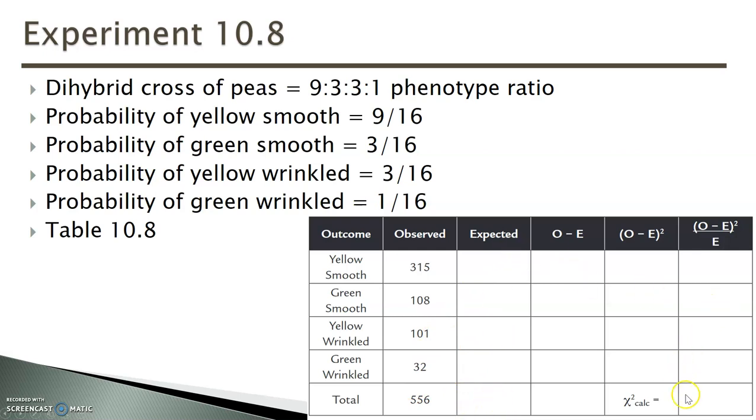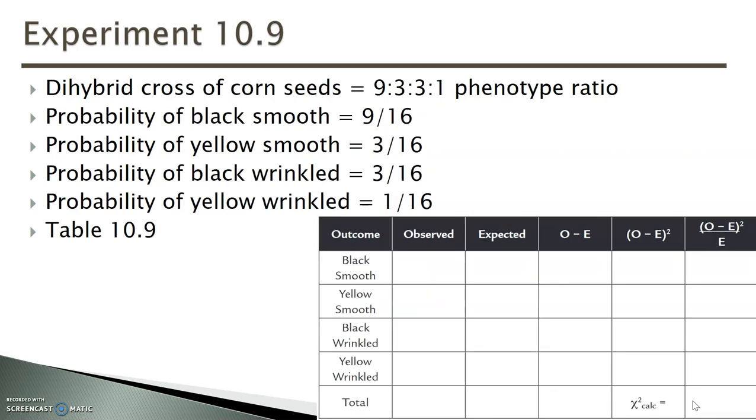Then you're going to do the math across and add up to figure out your calculated chi-square, which you will compare to your table. And the last one, the fun one to count, is 10.9, where you're actually going to be counting these. In 10.8, we give you the data. In 10.9, you're going to count. But it's the same ratio, the 9-to-3-to-3-to-1 ratio, where the observed and expected totals should be the same. And you will compare your chi-square value to your chi-square table to determine if what you're looking at is actually a 9-to-3-to-3-to-1 ratio. Is our hypothesis correct?